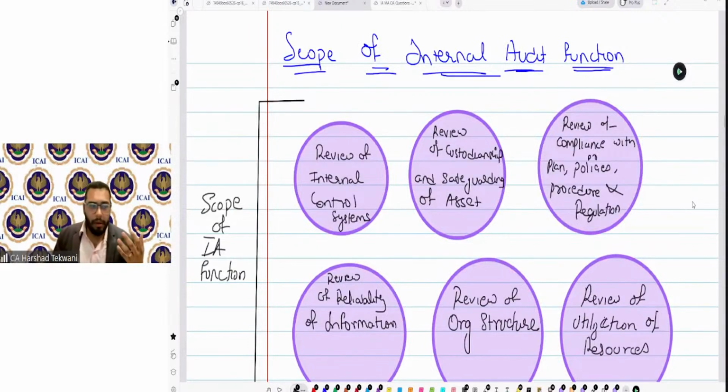Now let's understand one by one in detail. Number one is review of internal control systems and procedures. That is not something new. You have already seen in audit that we review internal control systems. We do compliance procedures to verify the design and operative effectiveness of internal controls. In the same way, internal audit also performs similar procedures, checking the design and operating effectiveness of these internal controls.